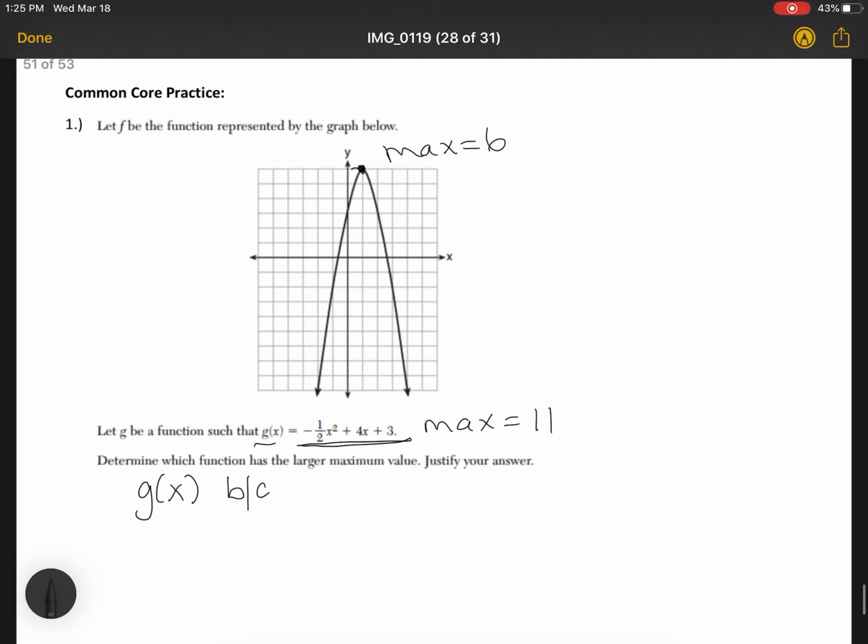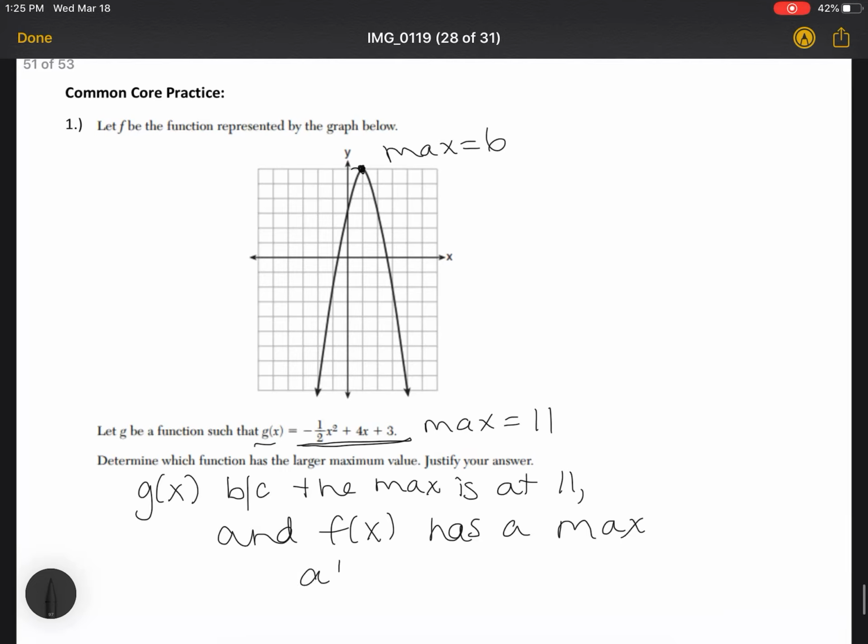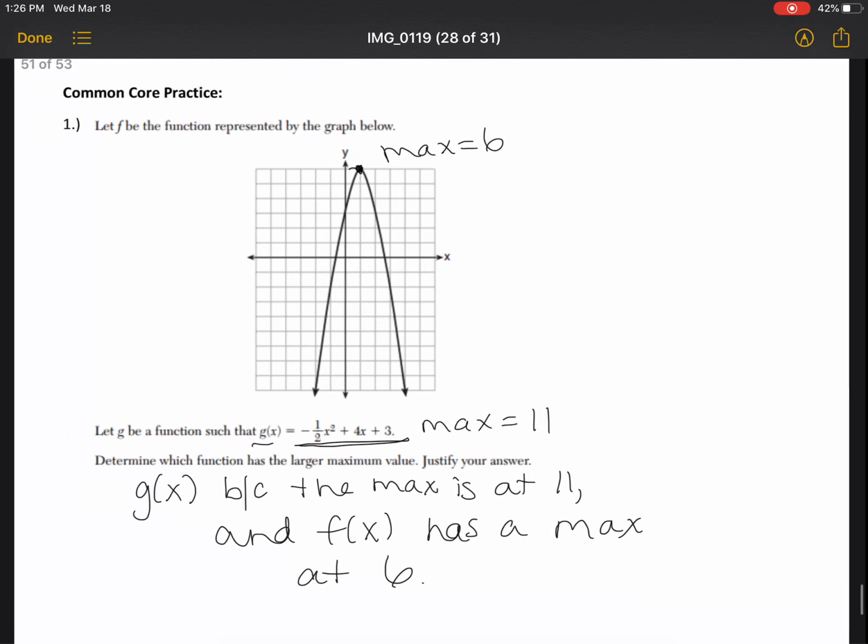And then it says justify. We can just say because the max is at 11 and f of x has a max at 6. Okay, you don't have to explain how you know that 11 is greater than 6. That is a perfectly fine justification for that.